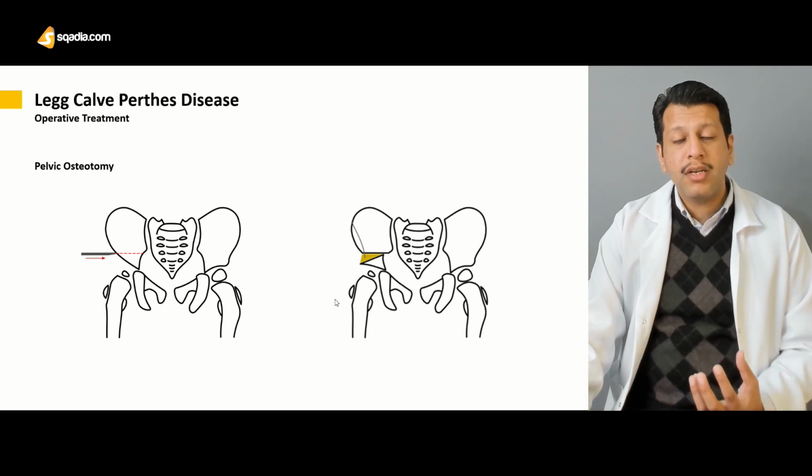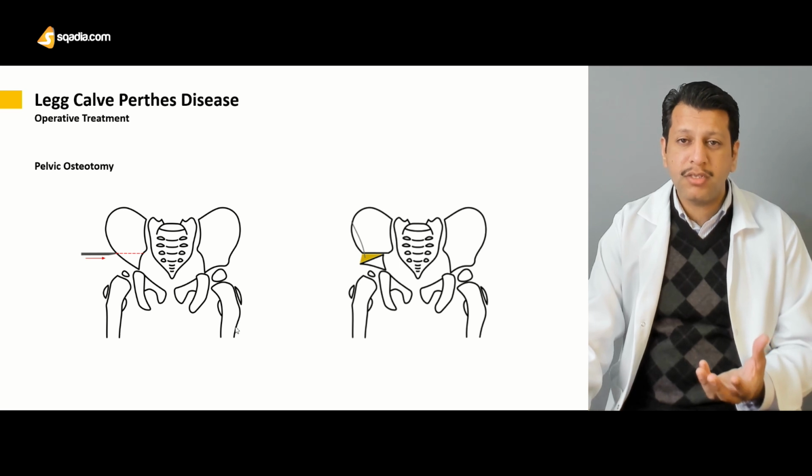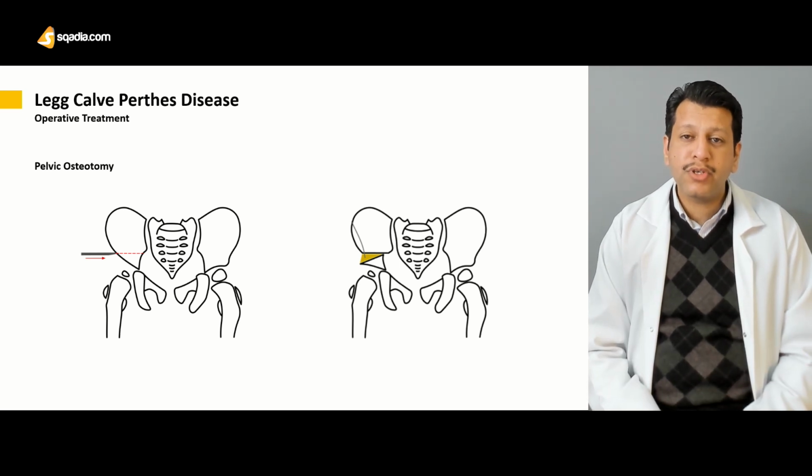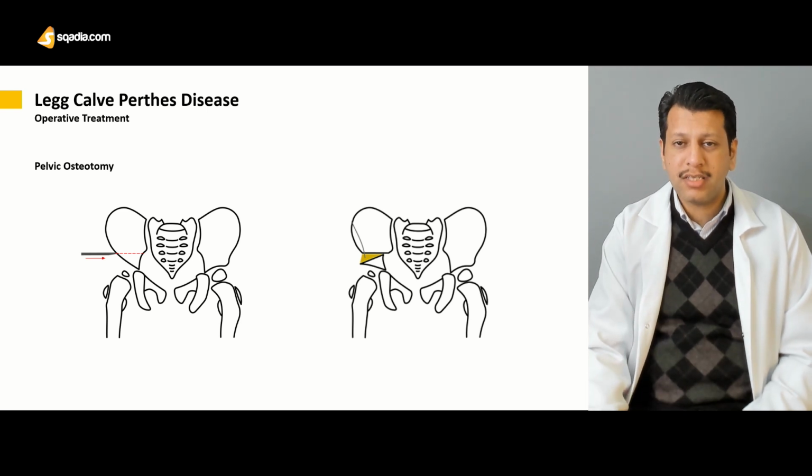Usually the Salter osteotomy is more commonly done for developmental dysplasia of the hip, but this form of osteotomy can be done if there is associated undercoverage anterolaterally in LCPD as well.